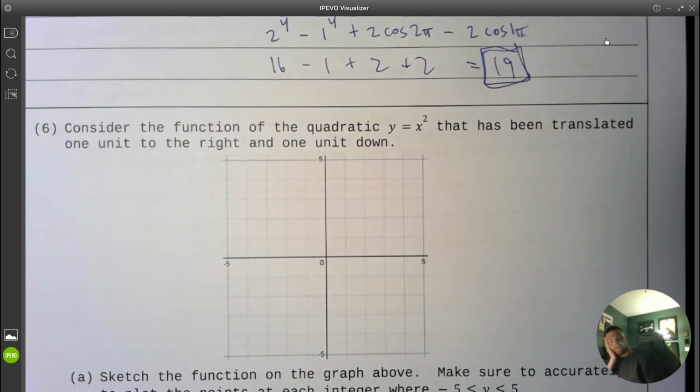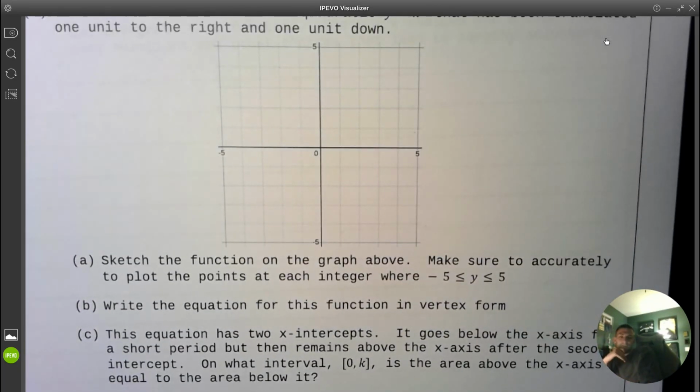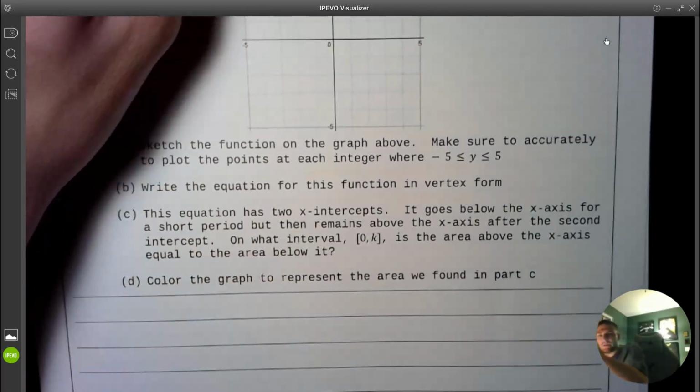Consider the quadratic function y equals x squared that has been translated 1 unit to the right and 1 unit down. Sketch the function. Be sure to accurately plot it. Write the equation of the function in vertex form. This looks complicated. Okay, let's do A and B here.